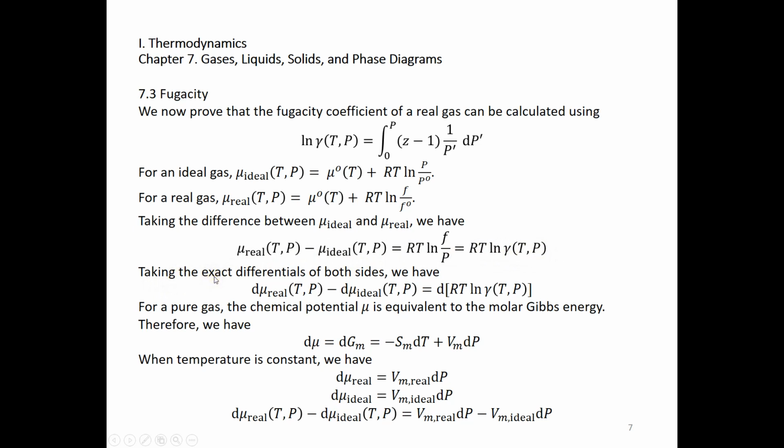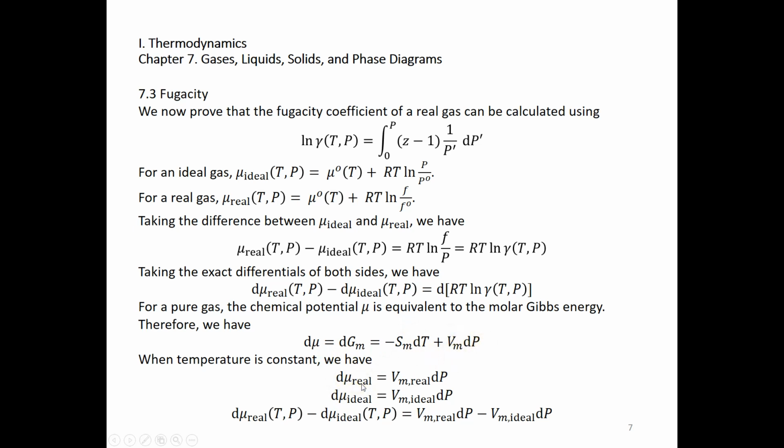Now let's take the exact differentials of both sides. We have d mu real minus d mu ideal is equal to the differential of RT times the natural logarithm of gamma. For a pure gas, the chemical potential mu is equivalent to the molar Gibbs energy. Therefore, we have d mu is just dG sub m, the molar Gibbs energy over here, and it's negative S sub m dT plus V sub m dp. When temperature is constant, this dT is 0, then we have d mu is equal to molar volume times dp.